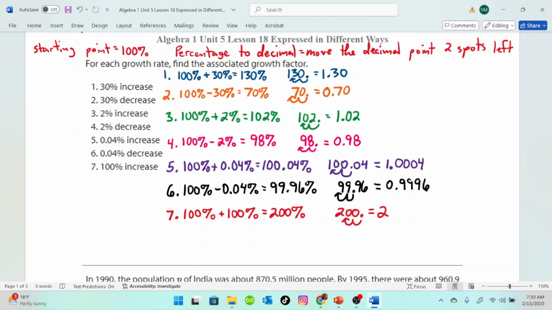If you have any questions about how to write the growth rate based off of a percentage increase or a percentage decrease, then please leave a comment below and I'll get back to you with any help I can offer.